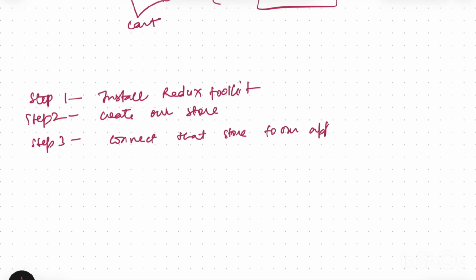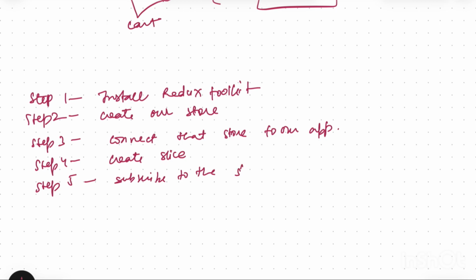Okay. Then in step number four, you create slices. So you create a slice, define your state and reducers there. Then in step number five, you do what? You dispatch actions. Dispatch actions, which basically does what? It triggers state updates from your components. And then you read the data using selector. Okay, subscribe to the store and display the data in your UI. You just need to follow these steps.